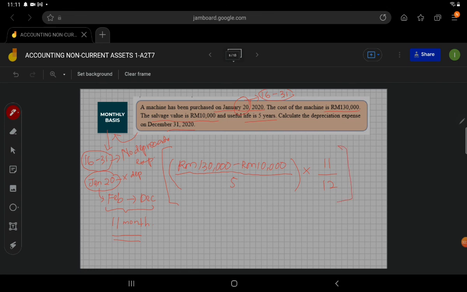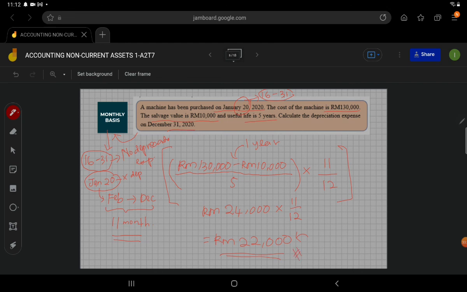Right. Jadi kita akan dapat 24,000. Okay, 24,000 ini for 1 year. Sekarang kita nak kira hanya 11 bulan. Alright. Jadi kita dapat berapa? Our depreciation expense at 31st December 2020 is 22,000. Okay. So this is our depreciation expense. Kita akan debitkan depreciation expense, kreditkan accumulated depreciation 22,000. Okay.